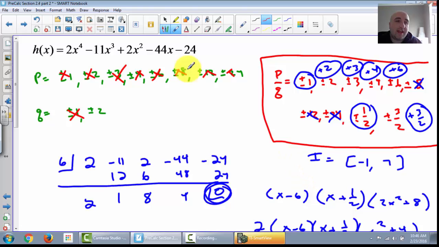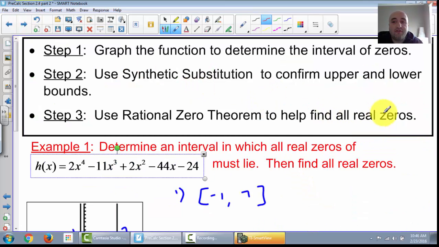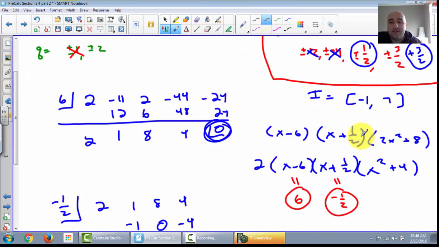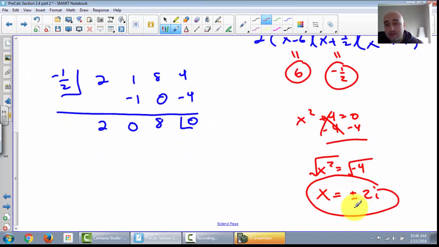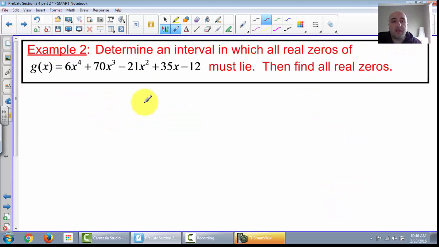Now, the question is originally asking us to find the real zeros. These last two here are not real. They are zeros, but they're not real ones. So really the only answers to the question are 6 and negative 1/2. But we had to test this last term to figure out if it actually worked. All right, we're going to do this one in class. We'll save that one, and we'll do that one together.